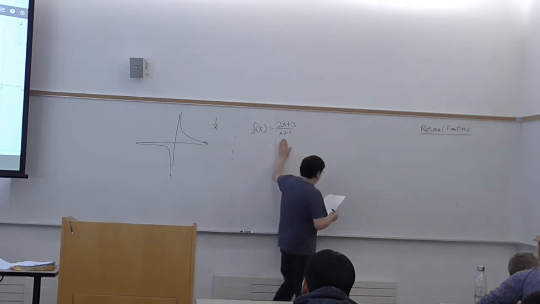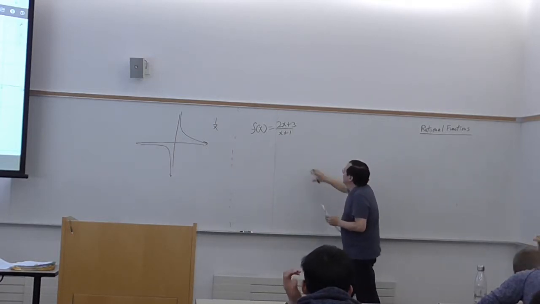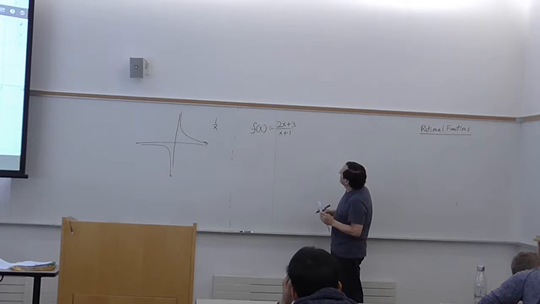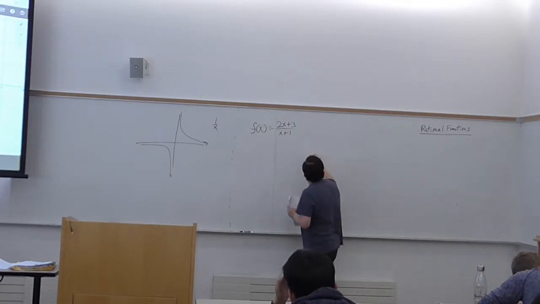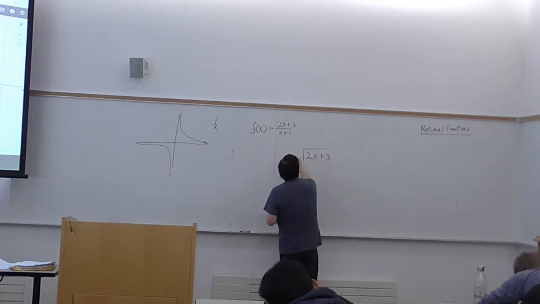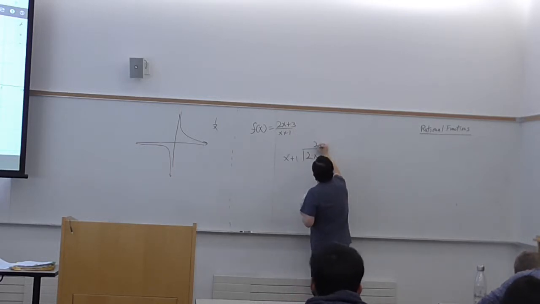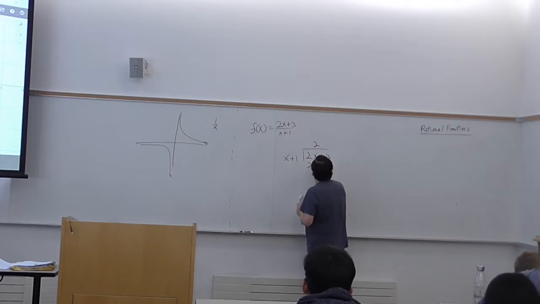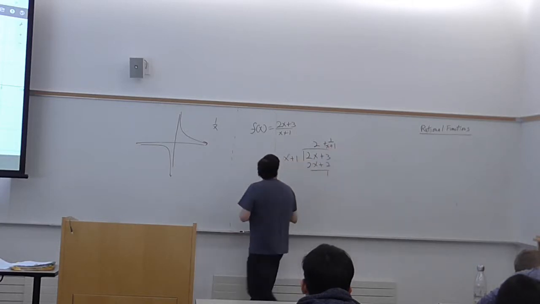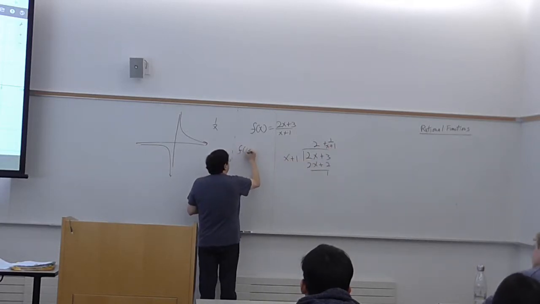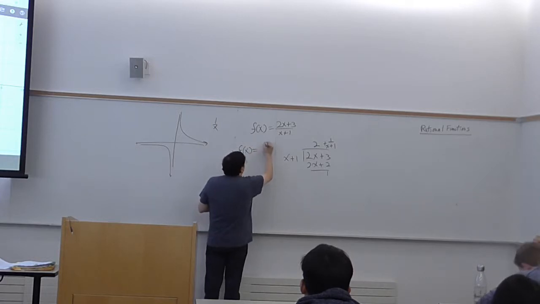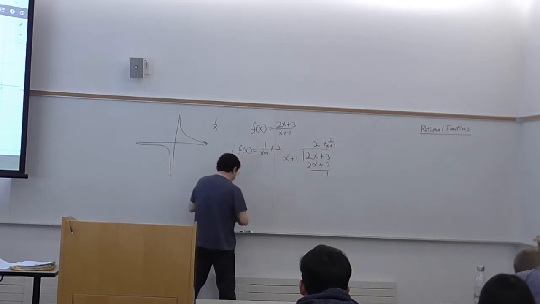The idea here is that we can change the way this looks a little. We can manipulate it a little. I'm going to divide here. Use long division. And I get 2x plus 2, remainder 1. It's 1 over x plus 1. So I can rewrite this function as f of x equals 1 over x plus 1, plus 2.